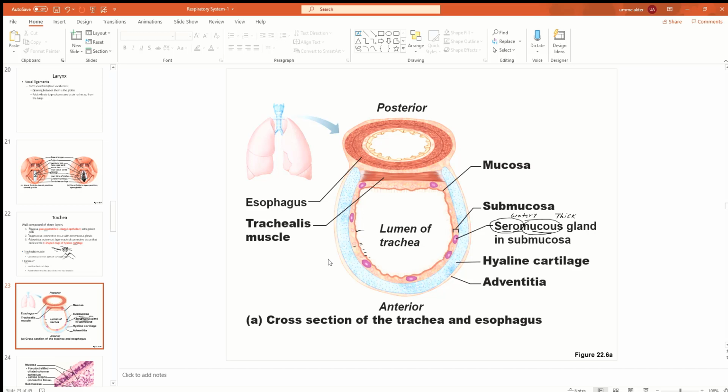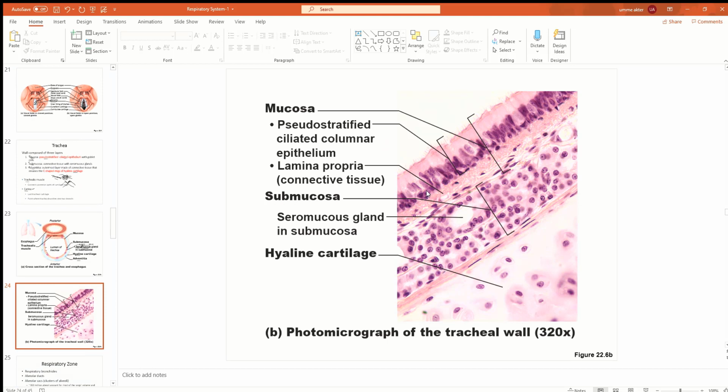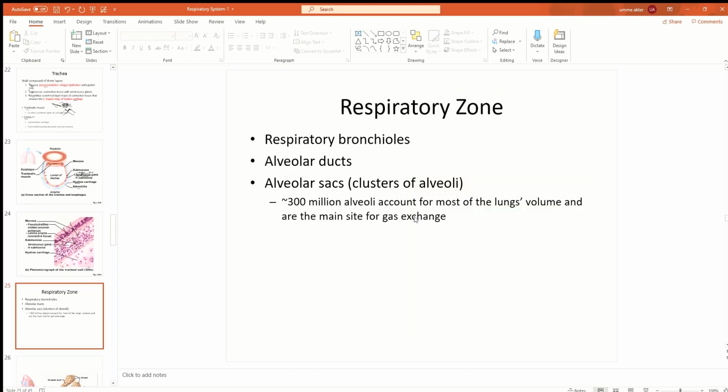Now this one has lysozyme and defensin to kill the bacteria, and so in submucosa you have the glands, and the outermost layer adventitia has the C-shaped cartilage. You see this is hyaline cartilage, C-shaped, and this is trachealis muscle here. Same thing under the microscope.